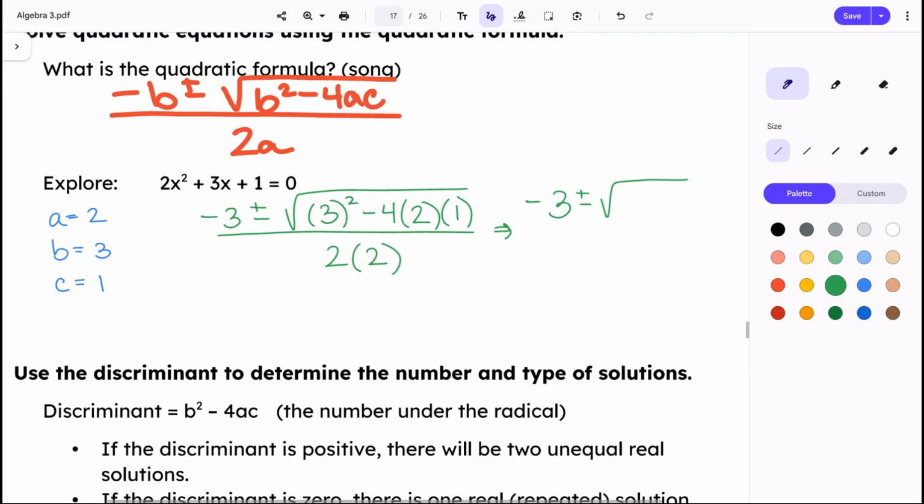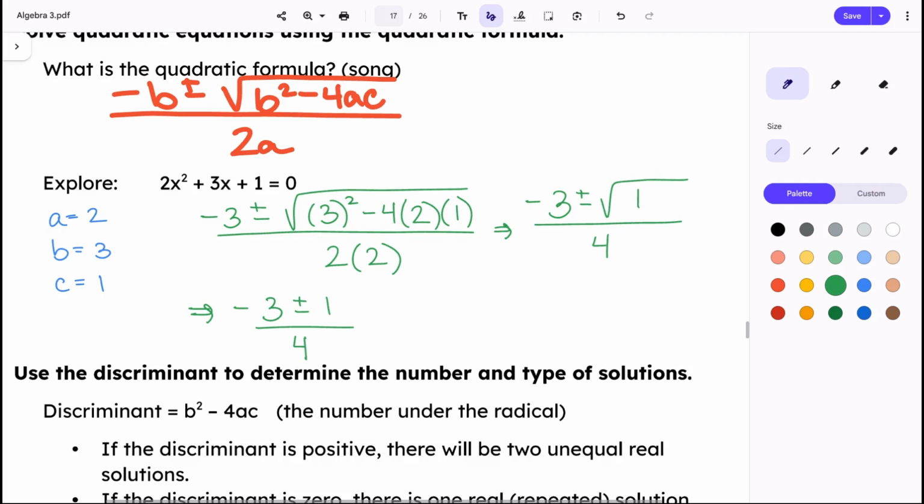1. And then that's all over 4. Now, sometimes when we have the piece underneath the square root, it'll be an easy to square root number. Other times it won't. Like in this case, I can square root 1. I just get 1. So I'm going to write that down here. I'm going to rewrite this as negative 3 plus or minus 1 all over 4.